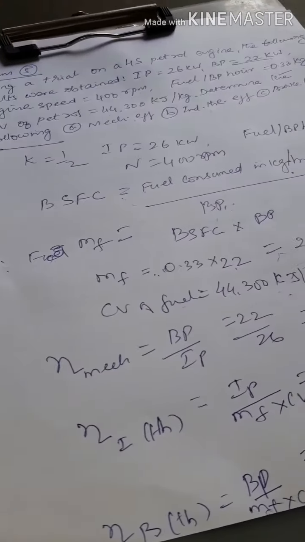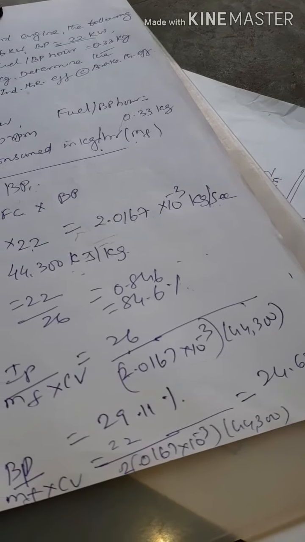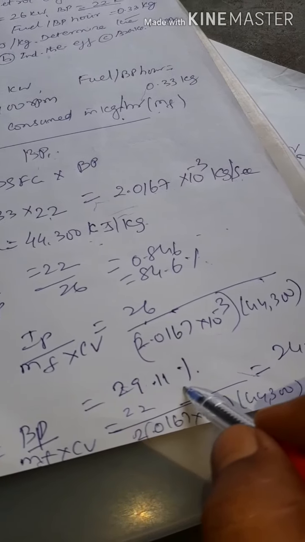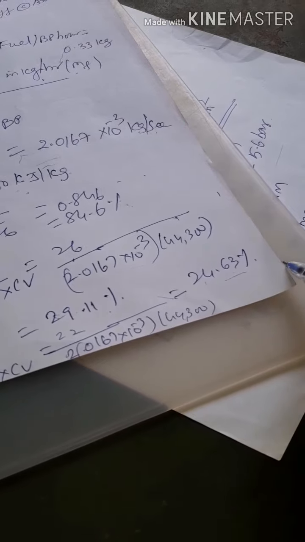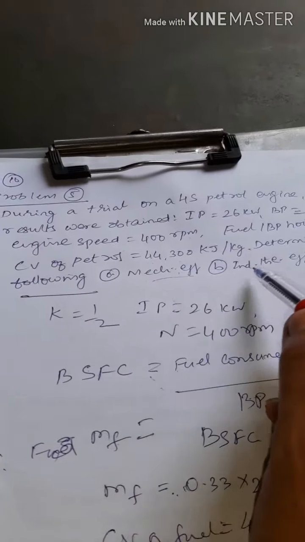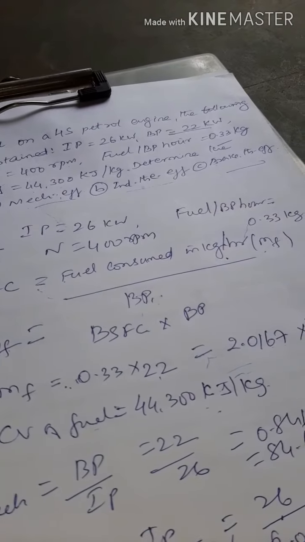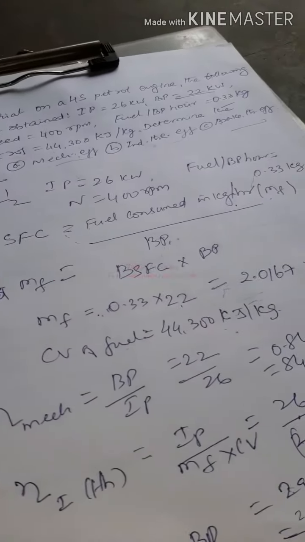So the mechanical efficiency is 84.6 percentage. Indicated thermal efficiency is 29.11 percentage. Next, brake thermal efficiency is 24.63 percentage. So all the values that were asked, mechanical efficiency, indicated thermal efficiency, brake thermal efficiency, we have found out. That's all. Some more problems you can practice by seeing the book.